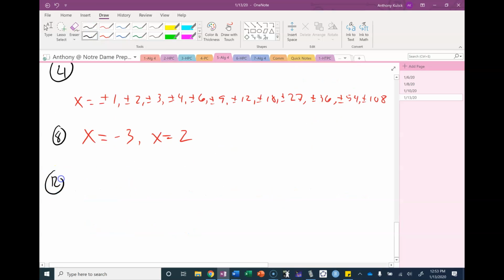Okay. So if we want to start our synthetic division, it doesn't really matter which one we start with. Let's just start with -3. That's the first one.